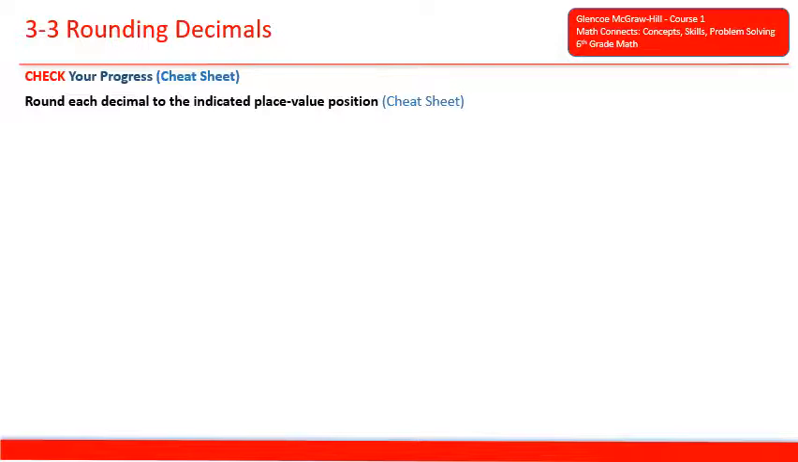Check your progress. Round each decimal to the indicated place value position. A, 13.419 to the hundredths. So the hundredths is the 1. And if we look at the 9, that's 5 or greater, so we're going to round up to 13.42. B, 0.27838 to the 10,000ths. So that would be the 3. And if we look at the digit to the right of the 3, that's an 8. So that's 5 or greater. So we're going to round that up to 0.2784.